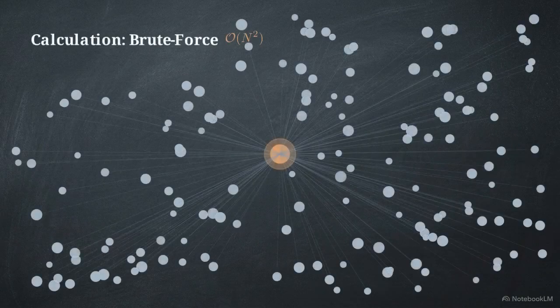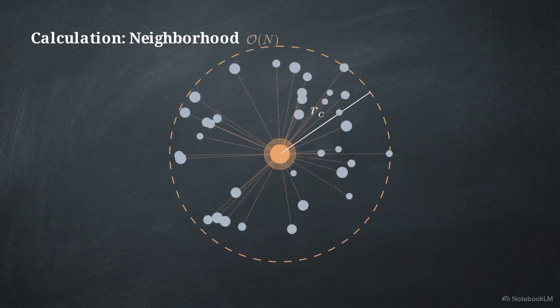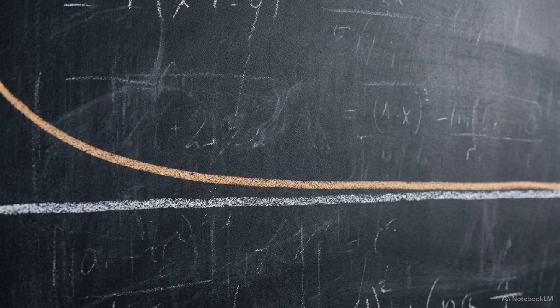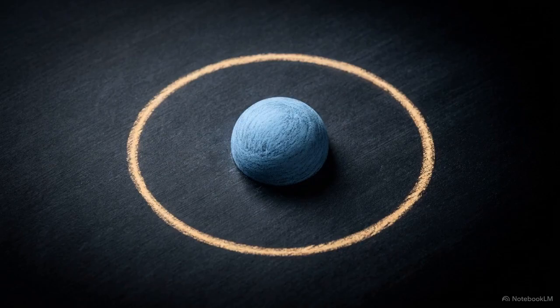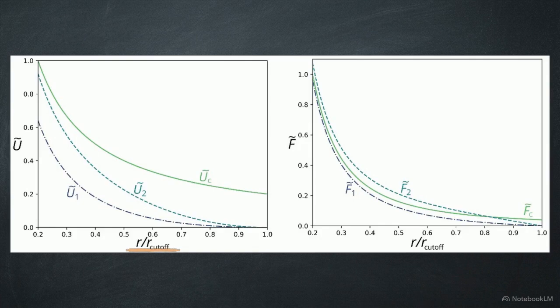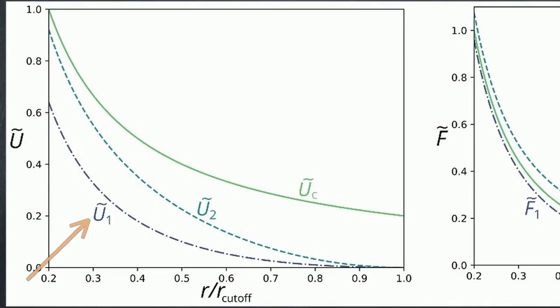An intuitive solution to the scaling problem is to establish a cutoff radius, telling the computer to simply ignore any atom outside a certain distance. This works for Lennard-Jones forces. Since they decay so quickly, a spherical cutoff safely ignores forces that are already essentially zero. This chart shows what happens when we apply that same cutoff to electrostatic forces. Notice the sharp vertical drop in the potential curve labeled U1.